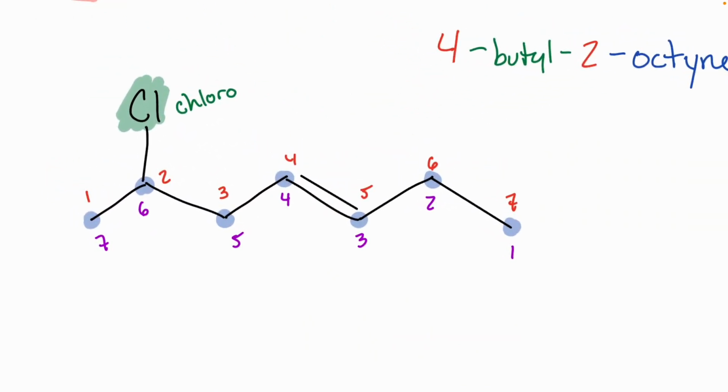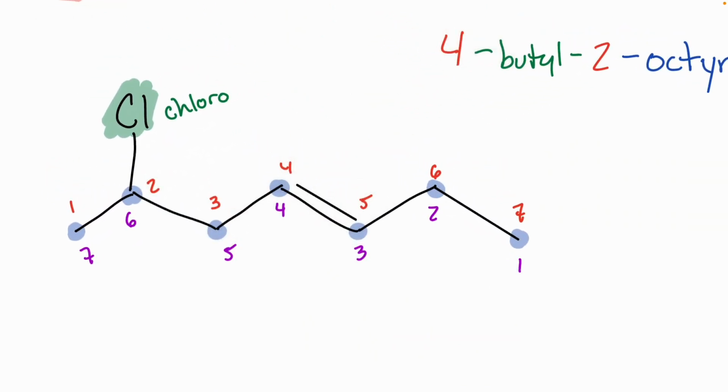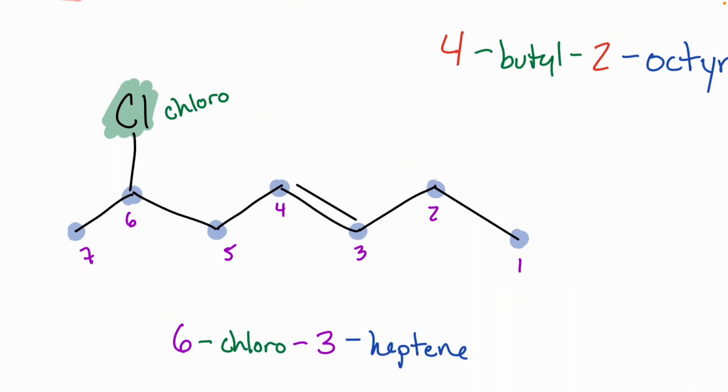So in this case, even though the red has the chloro at 2, I'm not going to pay attention to the chloro group. I'm going to pay attention to my double bond, so I want the purple numbering scheme, because that puts it at 3, the lowest number. So this would be 6 chloro, 3, and then what's 7? Hept. So heptene.